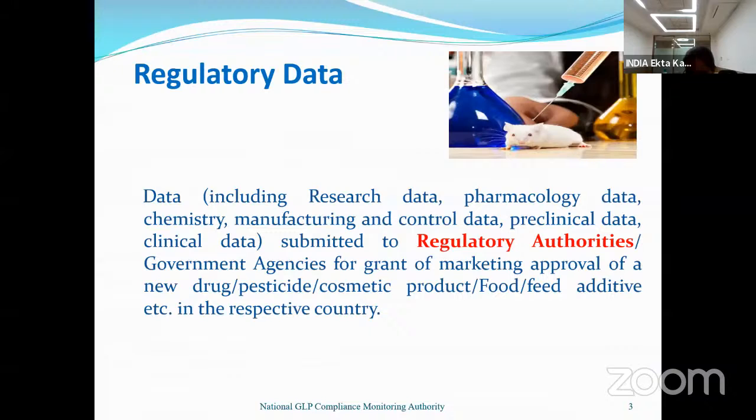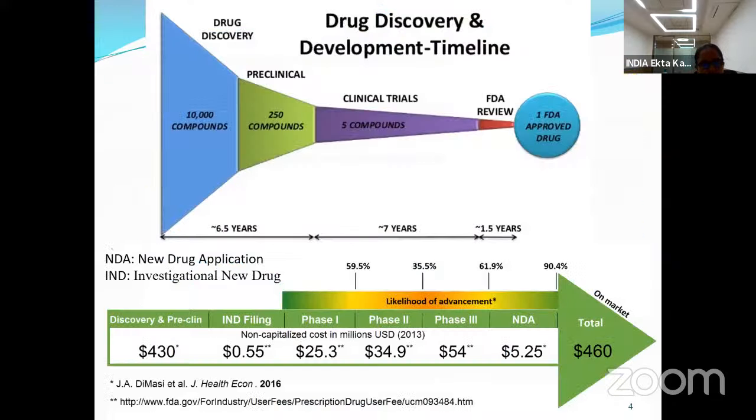If we all recall, the regulatory authority in each country is responsible for grant of a marketing approval for any new drug, pesticide, cosmetic product, food or feed additive in the country. All the data, including research data, pharmacology data, chemistry, manufacturing and control data, preclinical data, as well as clinical trials data, is submitted to regulatory authorities, which are government agencies, for the grant of marketing approval.